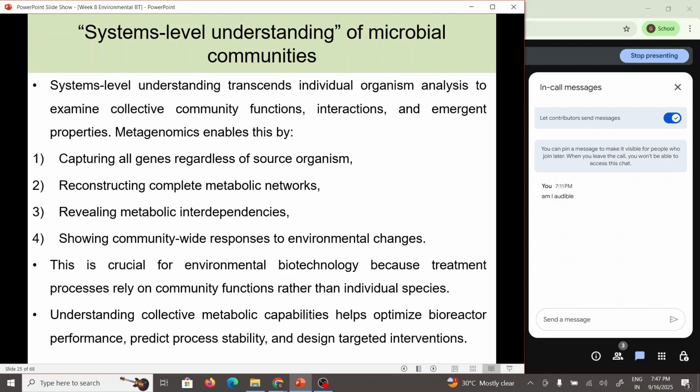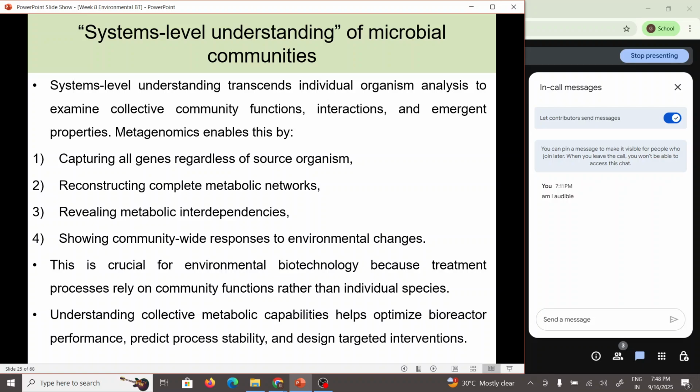So systems level understanding is what in one of the previous slides we referred to as community wide functional annotation. So systems level understanding transcends the individual organism analysis to examine collective community functions, interactions, and emergent properties. So here our understanding is not going to be on one specific microorganism that is present in the community. We are going to understand the overall function of all the individual microorganisms that are present in the community.